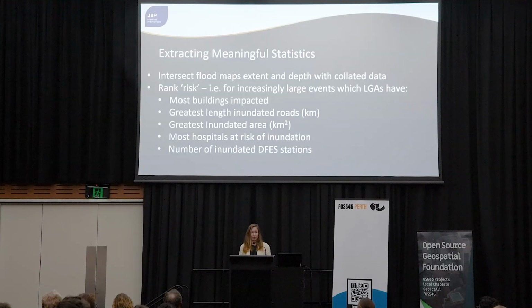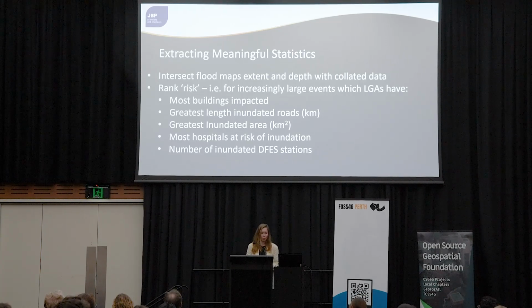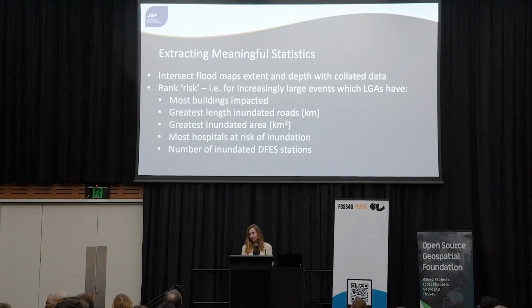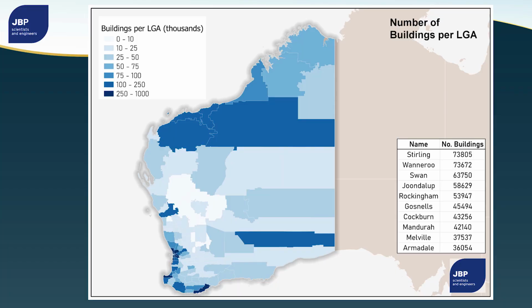So, for example, you might do things like I've got up here: most buildings impacted, percentage of population impacted, greatest length of road inundated. You can have greatest length of railway, just overall how much of your LGA is going to be inundated for a given event, a given flood. How many hospitals are at risk of inundation for different floods, and same with the number of your DFES stations. It's not very helpful if all your emergency response stations are flooded, and you need to get them out. So this is, for example, a breakdown looking at the number of buildings per LGA.